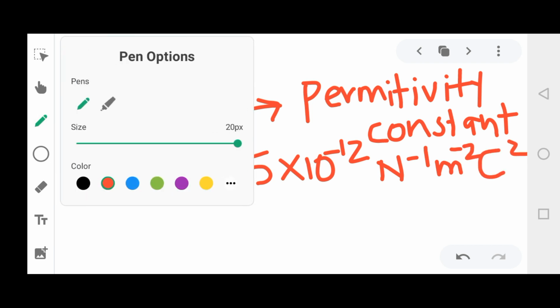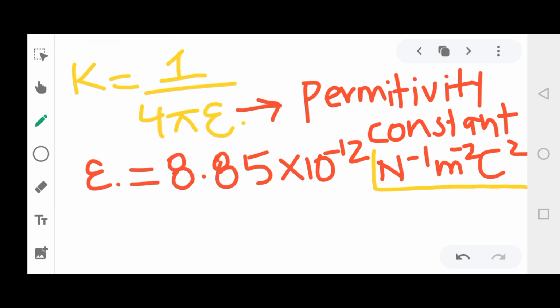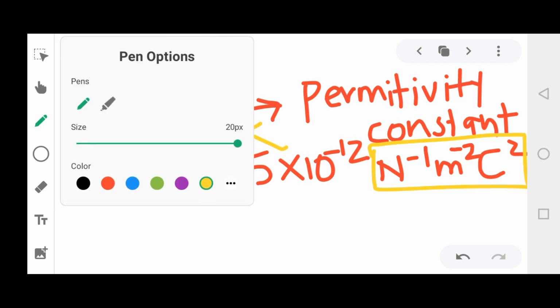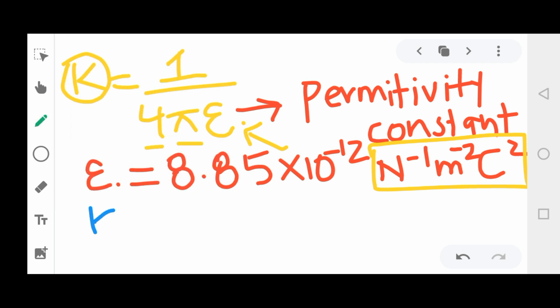Don't get confused with this unit. I will tell you how you derive this unit. You don't need to remember it, you can derive it very easily if you know the formula. When we put the value of the constant in epsilon naught, because pi is also constant and 4 is also constant, we will get the value of k. And what is the value of k? The value of k is 9 into 10 to the power 9.